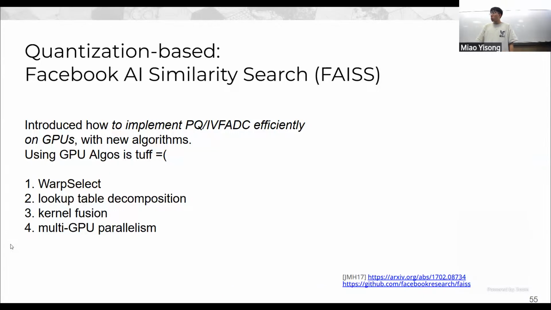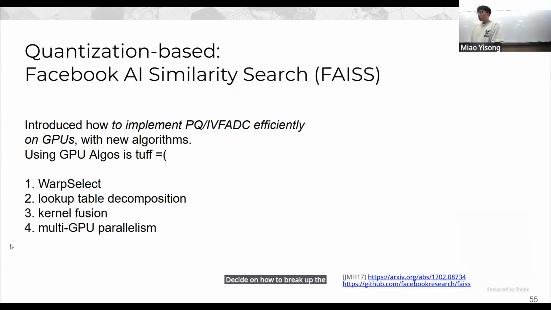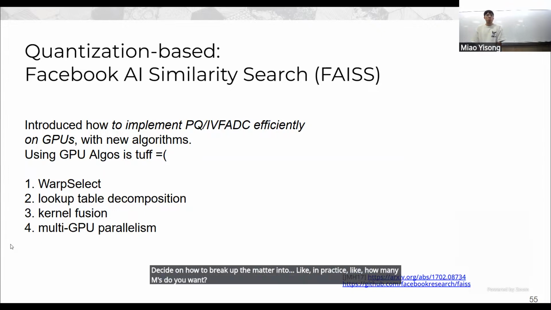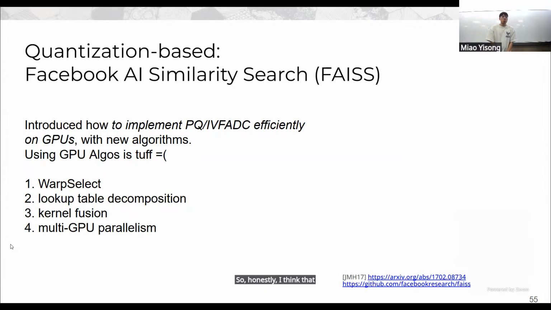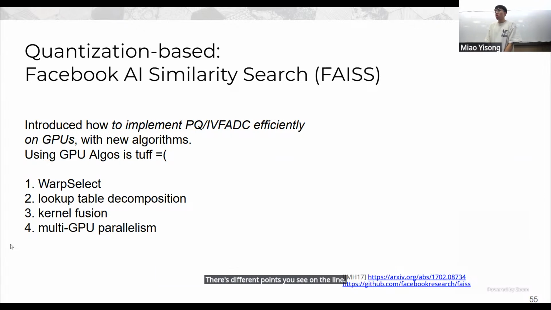One more comment. I think just now somebody asked how we decide how to break up the vector, like in practice, how many M's do you want? Honestly, I think that's mostly based on, at least in the paper, they did do evals for different M's. Those are the different points you see on the line. And I guess they provide different levels of granularity on the dataset.